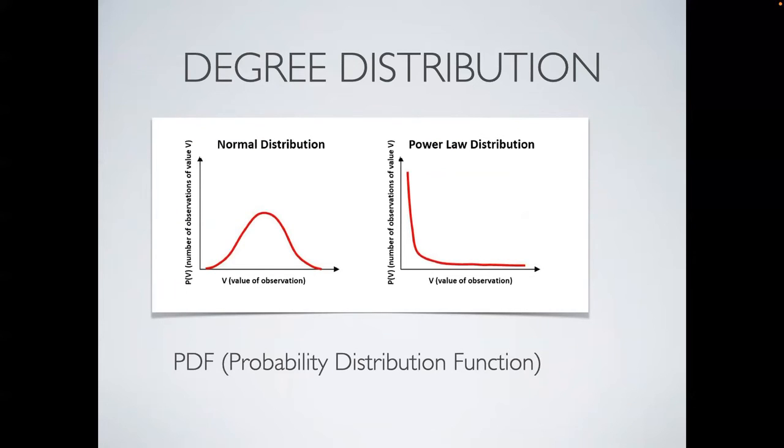So another important notion is the notion of the distribution of the degree in the network. For those of you who are not that familiar with distributions, I just remind you that very often many things are distributed in nature. Many things are distributed according to a normal distribution.